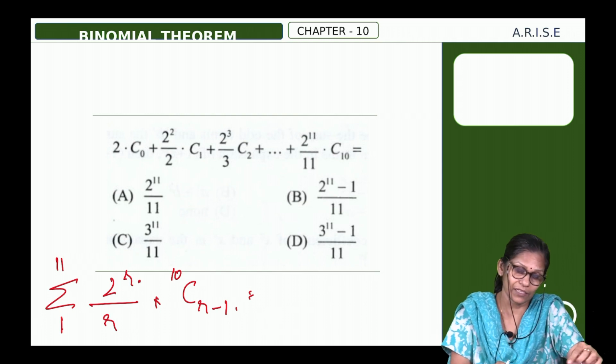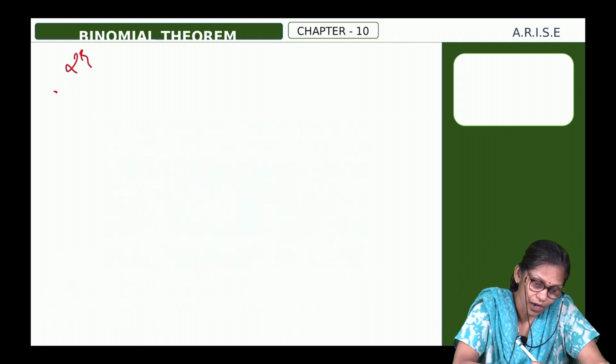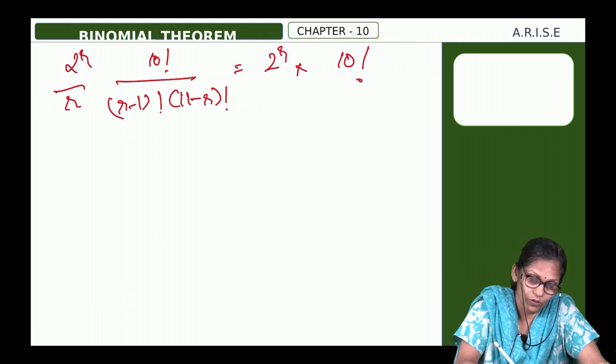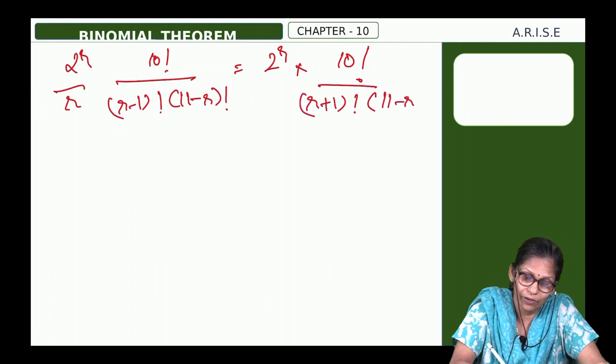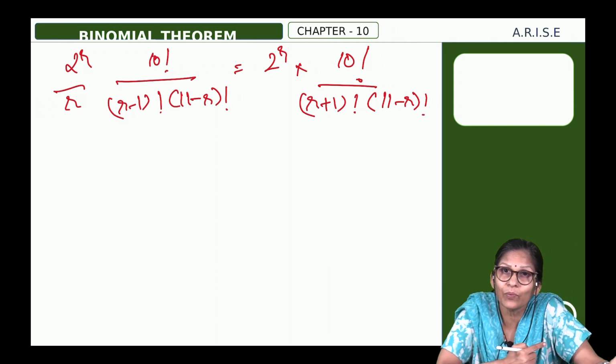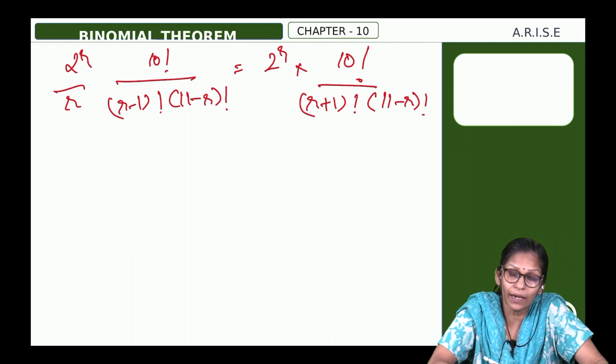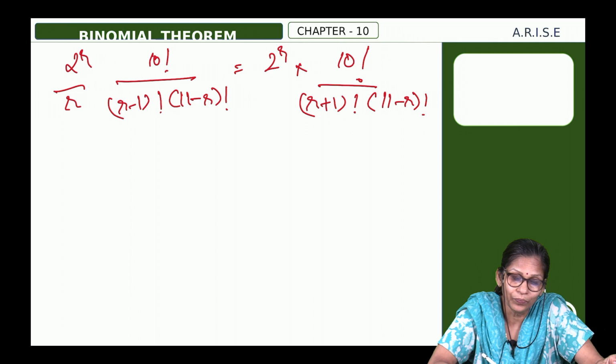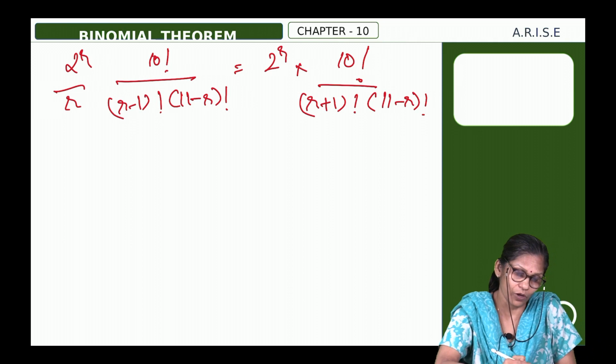Now, let us simplify this general term. So, 2 raised to r by r into 10C(r minus 1) is 10 factorial by (r minus 1) factorial into (11 minus r) factorial. So, 2 raised to r into 10 factorial divided by, these two together will become (r plus 1) factorial, and this is (11 minus r) factorial. In a previous question, I had told you this factorial, if it is the sum of these two, it will be of the form nCr. So, what is the sum of these two? Isn't it, this is r minus 1.